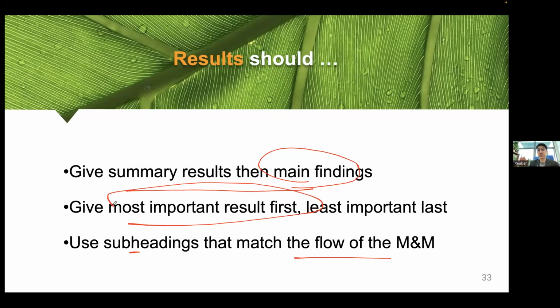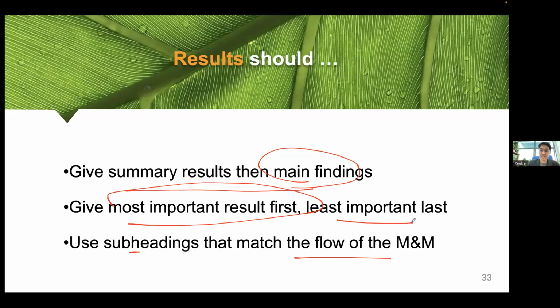Always give the most important result first, although you may have your objectives in sequence. You might want to restructure it later. Let's say you worked on objectives 1, 2, 3, and during your study you found objective 3 gave the most interesting results. You just go back and shift your objectives around. So objective 3 becomes objective 1. And then in your materials and methods, you talk about this most important result.